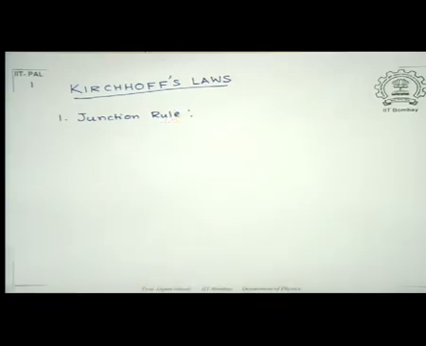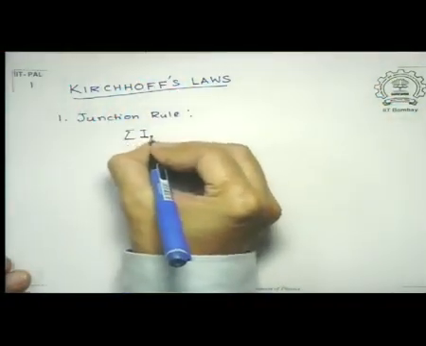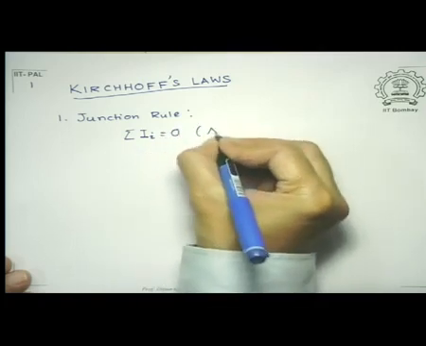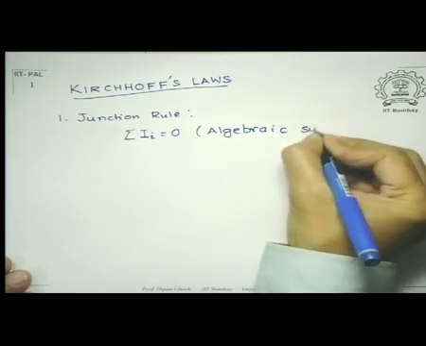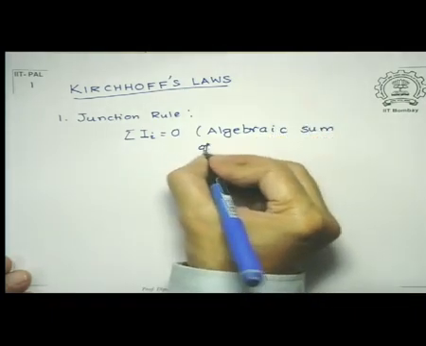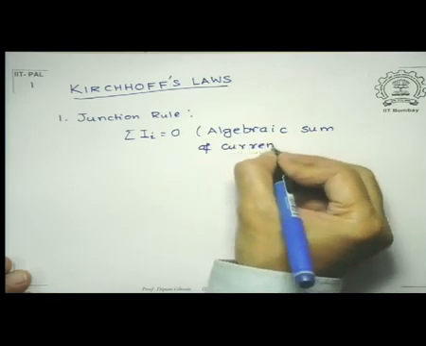The junction rule simply says that if you assign a sign to the current which is coming in, you can do it any way. Supposing the current which is coming in is taken to be positive and the current which is leaving that junction is taken as negative, then the algebraic sum of currents at a junction, which is what I write like this, sum over I is equal to 0. This is the algebraic sum of current at a junction.